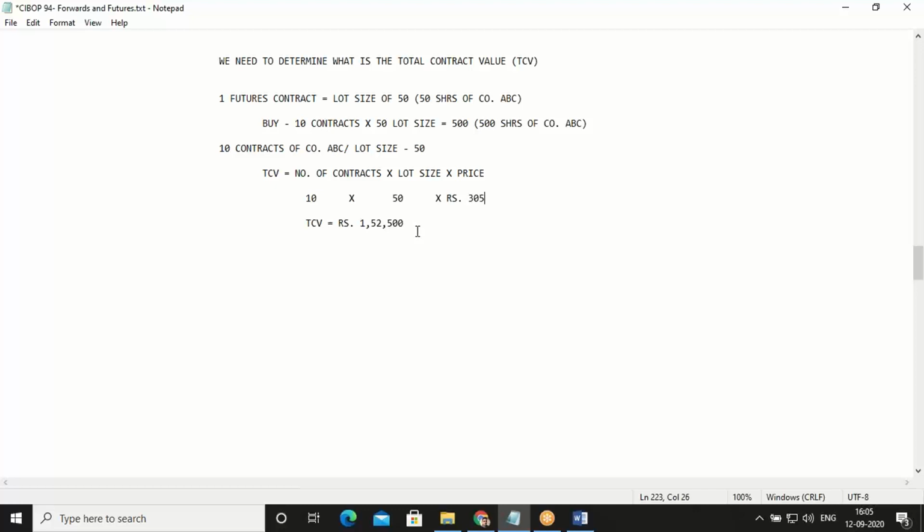So one futures contract of company ABC contains 50 shares. Now you want to buy 10 contracts of company ABC shares futures. So 10 into 50 is a total of 500 shares that you're getting access to. To determine the TCV, you do number of contracts into lot size into price. That 305 is the current market price. And I think we discussed this last time.